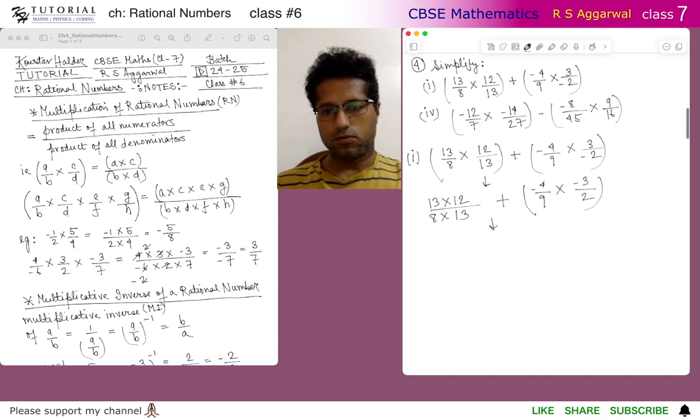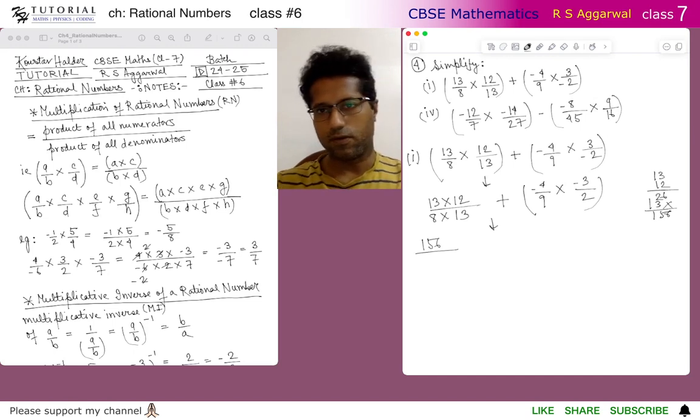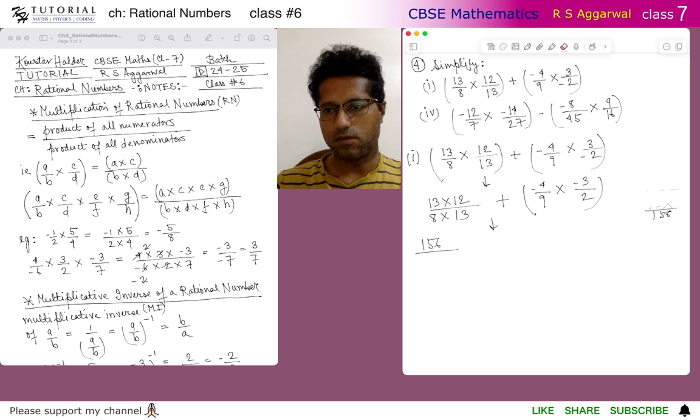Okay. So let's compute the 13 into 12. 13 into 12 is 156. So this is 156 by, sorry, what I am doing, 13 will get cancelled.